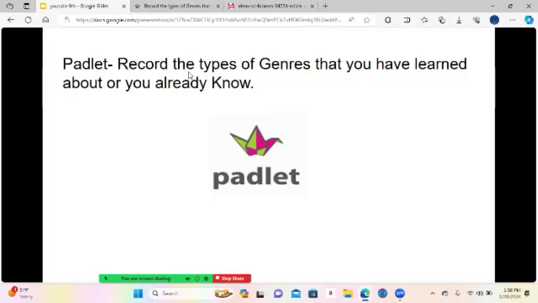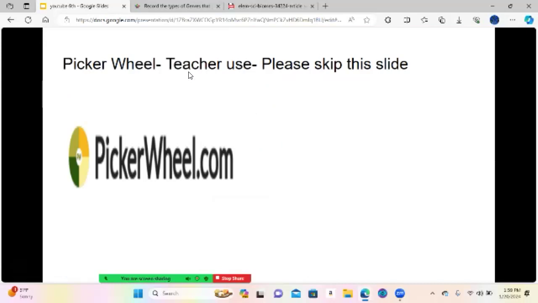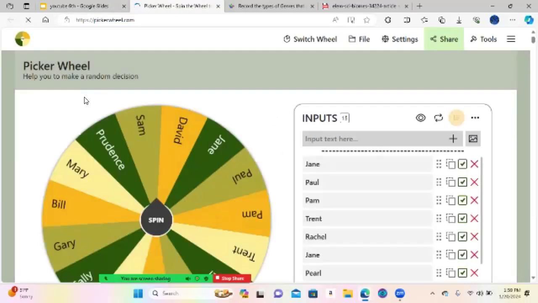All right, let's go back to learning more about our standard, and we're going to use the picker wheel to select someone to read for us today.